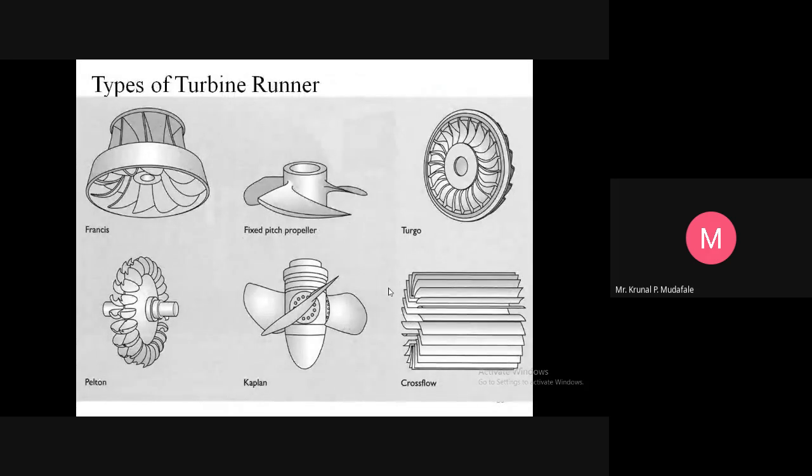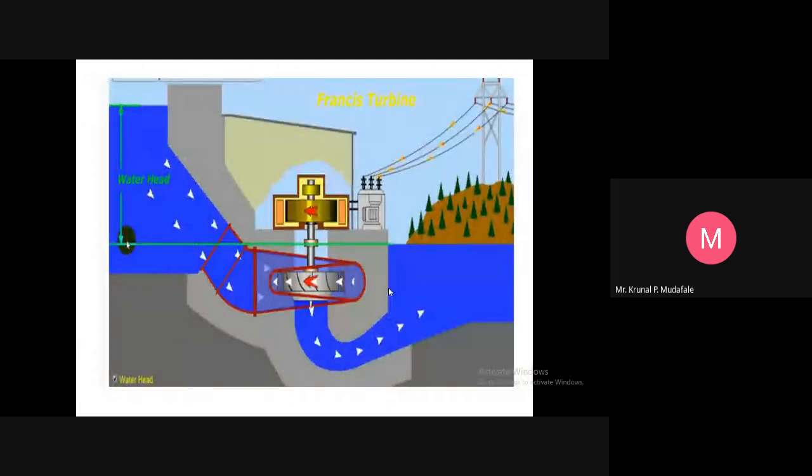Previously, this type of numerical was asked in the university exam for 6 to 7 marks. But maybe this time such numericals may be asked in the MCQ type, so be prepared for that. These are all the types of turbine runners, as we have already seen.